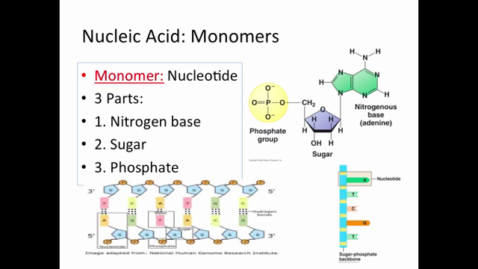The monomers that exist on nucleic acids are called a nucleotide. And this is a little bit more complicated than some of the other monomers that we've studied, and that's because none of the other monomers we studied had a lot of parts to them, in the sense that nucleotides have three distinct parts.